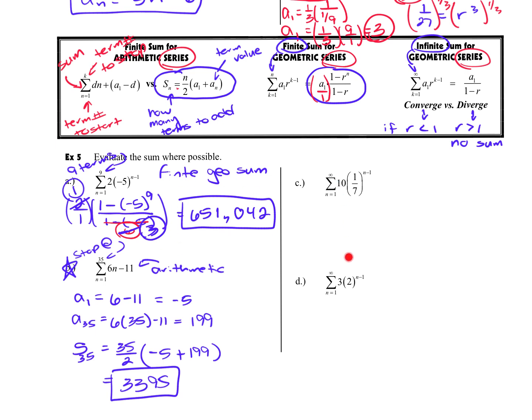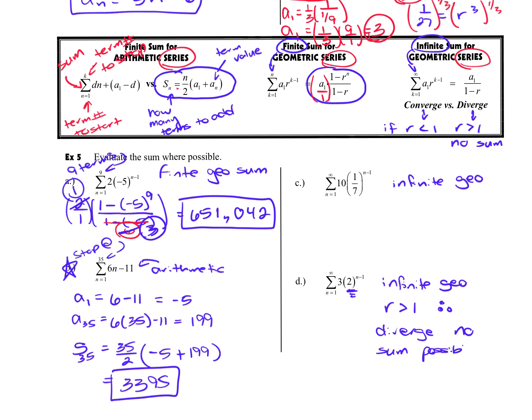So if we look at our remaining 2 that are both infinite, I want you to notice that these are both infinite geometric sums. However, on this last one, part D, our ratio, which is r, is greater than 1. Therefore, we would say that this is going to diverge, and we would say no sum is possible. The other one is our infinite geometric, where the ratio is less than 1, and this will converge.